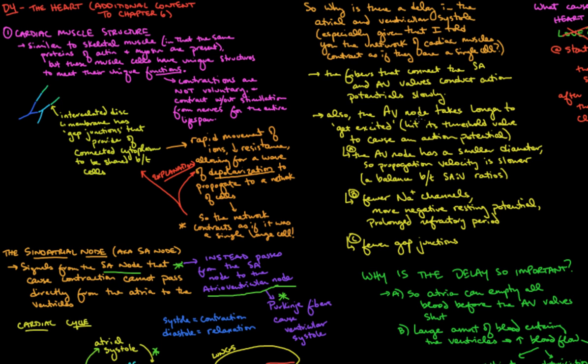Given that there are no other adaptations like a myelin sheath or Schwann cells, if there's a smaller diameter, the propagation velocity is much slower. And so the AV node has a very small diameter. It sends that signal slowly. And what you need to think about here is that having a small diameter increases the surface area to volume ratio, but it makes the propagation velocity slower.